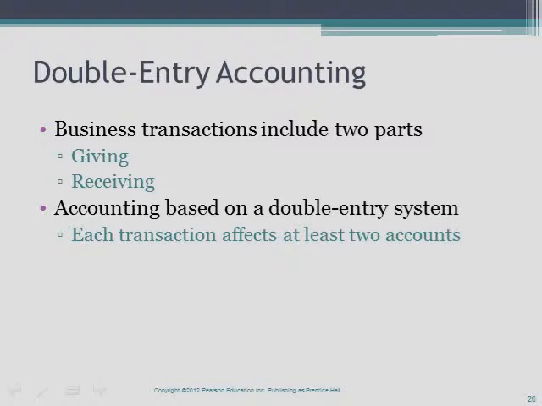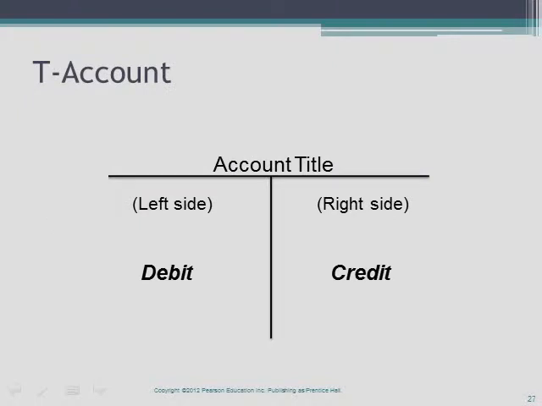Each transaction affects at least two accounts. An account can be represented by the letter T. We call them T accounts, and this is a very basic fundamental way of visualizing how transactions flow through different accounts. The vertical line in the letter divides the account into its two sides, left and right, or debit and credit. The account line appears at the top of the T. The left side of each account is called the debit side, and the right side is called the credit side. Often students are confused by the words debit and credit. Just remember that debit means left side and credit means right side. Every transaction involves both a debit and a credit.